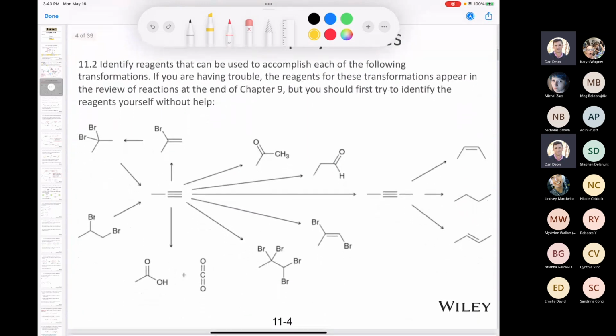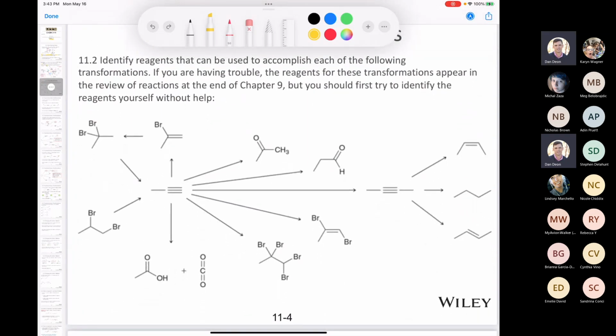Well, let's move on. We're not moving very quickly through the first few slides, are we? Chapter 9. Okay, here we are. So you look at question 11.2. It says, identify the reagents that can be used to accomplish each of the following transformations. If you're having trouble, the reagents appear in chapter 9. So this is a great review of all the different things that we would have learned in chapter 9. Just to speed things up a little bit, I'm just going to cover these. I'm sure that most of my students remember most of these reactions.